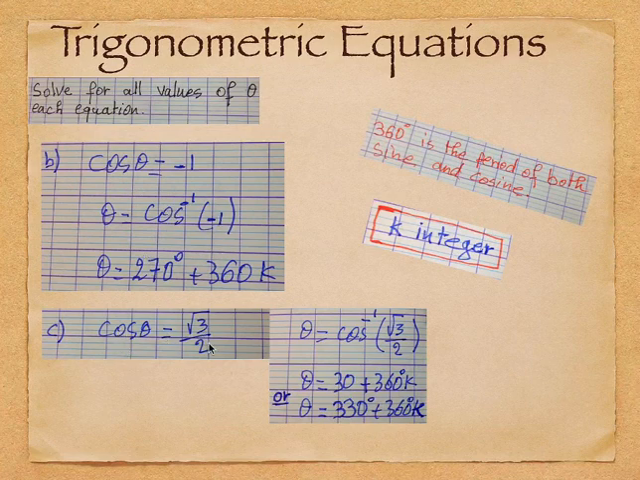Cosine theta equals square root of 3 over 2. You do cosine inverse, and then you get one angle, 30 degrees plus 360k, a multiple of 360. The second angle is 330 plus 360k. How do you get 330? For cosine, you always use this one: subtract it from 360. 360 minus 30, you get 330. You need to watch my videos where I explain all this in detail.